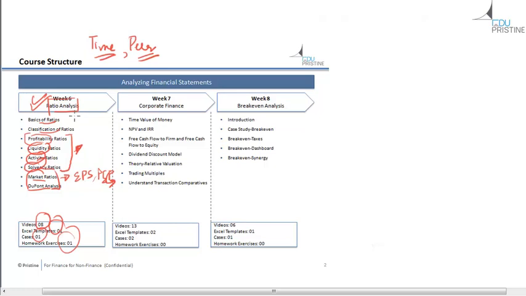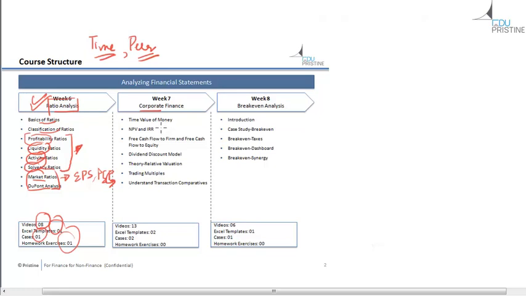Once we've understood ratio analysis, we'll come back to corporate finance. This is the real crux of finance. If you don't have any background in finance, probably till this point it's just been building blocks for you. This is the real finance, where we start with the time value of money. Time value of money per se is a very simple concept, compounding and discounting, but in finance it is the most widely applied concept.